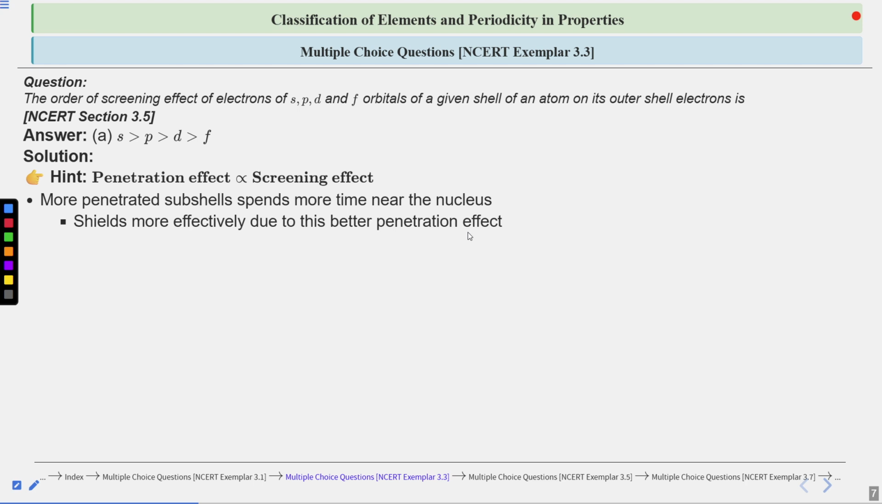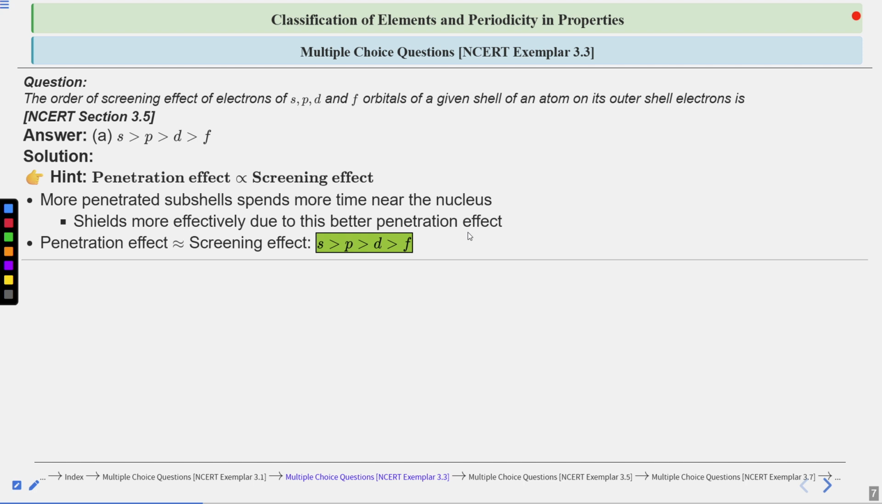If it is spending more time near the nucleus, as a result, it will be able to shield the outer electrons in a much more efficient way. So that is the reason your penetration effect is directly proportional to the screening effect. Now that being said, we can say that the order of penetration effect is similar to the order of screening effect, which is S, P, D and F.